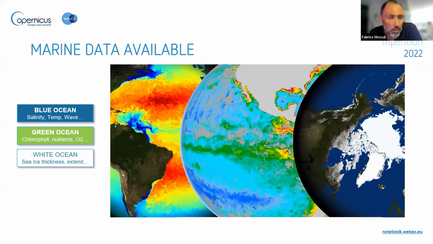So let's start with this quick overview of the marine datasets of the WEkEO platform. If you dive in the WEkEO catalog, you will discover a wide range of marine data to know the past, the present, and the future state of the physical ocean, what we call the blue ocean, with variables like temperature, salinity, currents, and waves. The biogeochemical ocean, the green ocean with the concentration of chlorophyll, the nutrients, etc. And the sea ice variables, the white ocean with sea ice concentrations, sea ice thickness, and extents. Next slide, please.